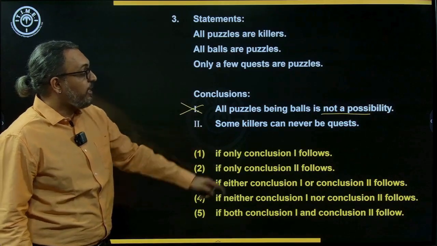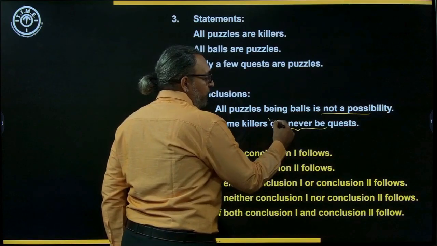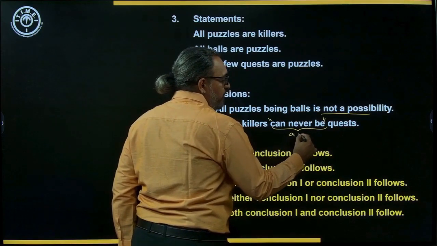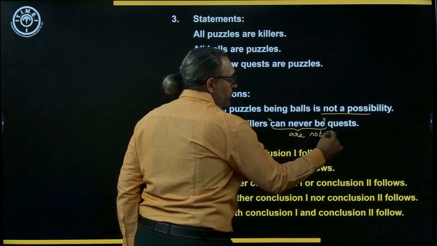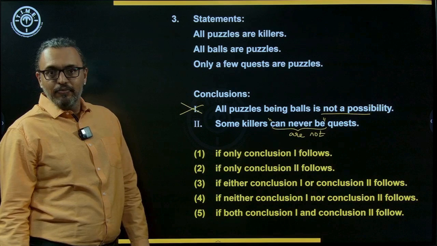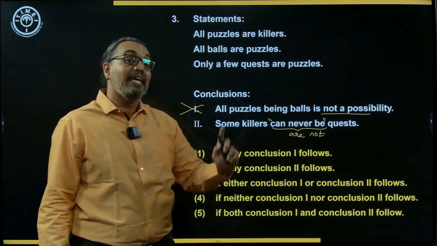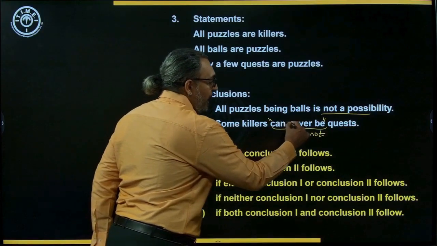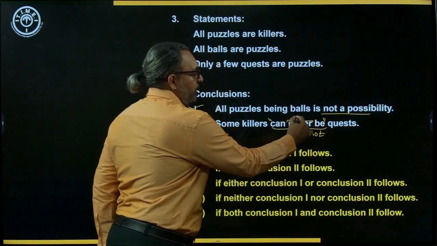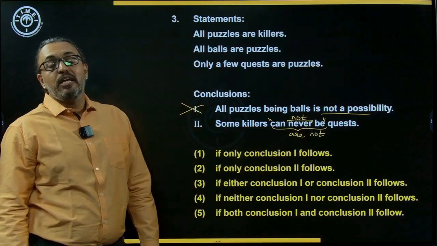Here we have some killers can never be quests. So whenever you have can never be, it should always be treated as are not. So basically this is some not. Are you understanding the point? So some not. Can never be, he will say. Cannot be, he will say. So never and not. These are negative words. So that is why it has to be considered as a negative conclusion.